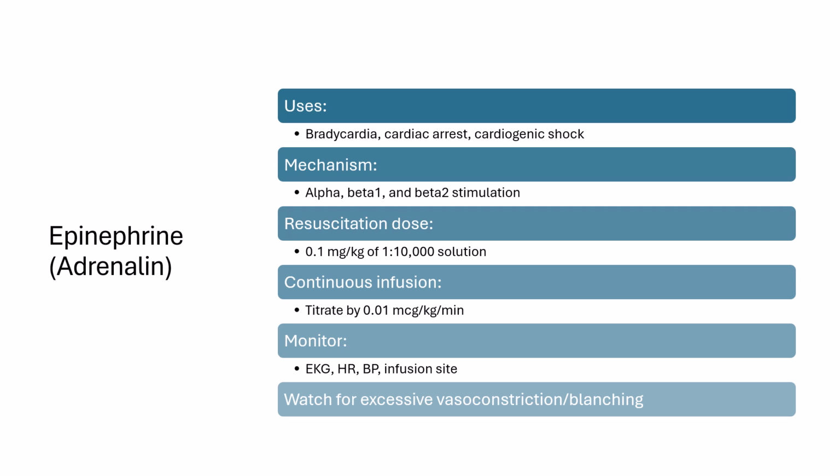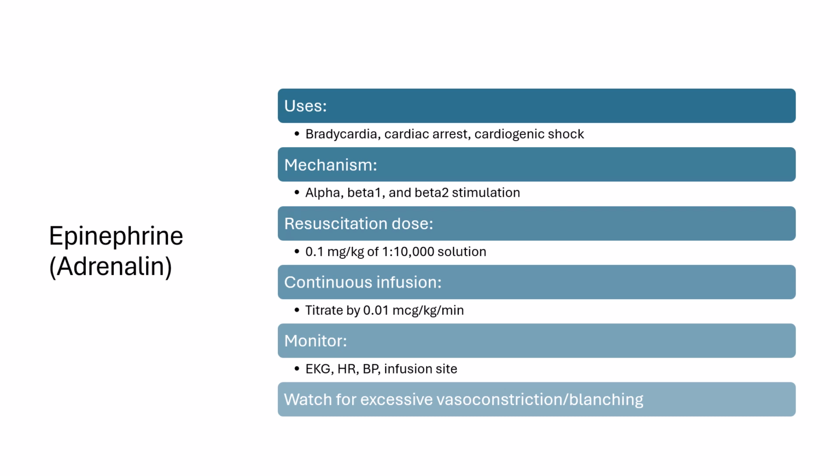Epinephrine is critical to understand for both resuscitation and continuous infusion scenarios. It stimulates alpha, beta-1, and beta-2 receptors, which is why it's so versatile, but also potentially dangerous. For neonatal resuscitation, know the dose, 0.1 of the 1 to 10,000 solution. Although current practice recommends a standard dose of 0.2, exam questions are usually focused on the when, why, and how, not the specific dose.